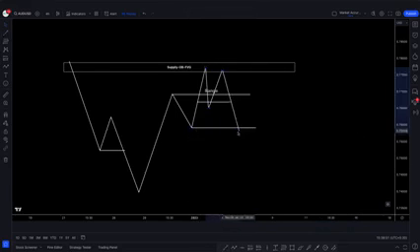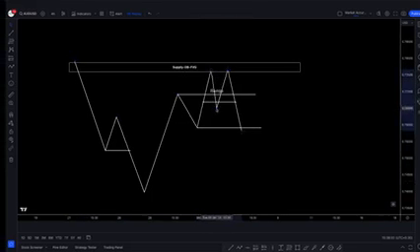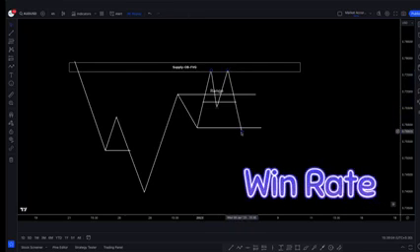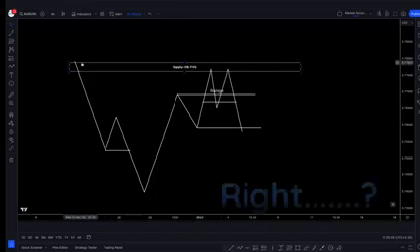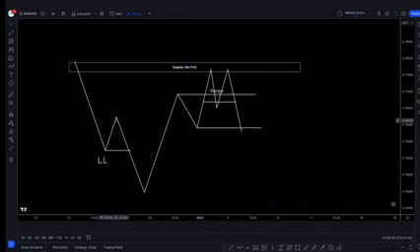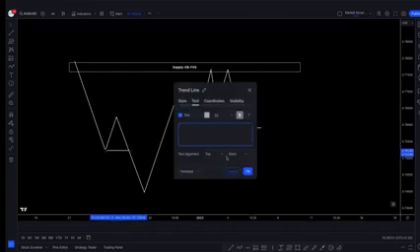Now we use supply, demand, OB, fair value gap, because we are now trading ABC with the trend. If you are a trend trader, it is definitely going to increase your win rate. Let's assume that we have a break of structure. We have a lower low, lower high, lower low. This is a break of structure. Let me mark this out.